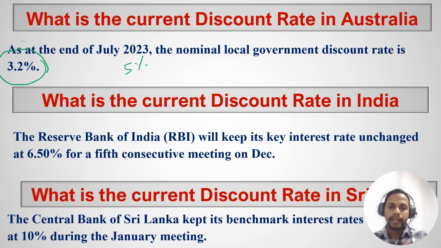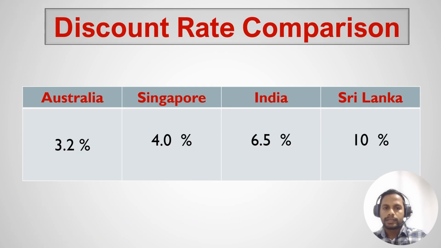Okay. In India, that is 6.5 percent. And in Sri Lanka, it is changing. It is quite confusing, but at the moment it is 10 percent. So we take 10 percent in Sri Lanka. So you can easily understand what discount rate we are going to consider in this NPV calculation. Net present value, in short, we call the NPV calculation. Okay, so this is a comparison.